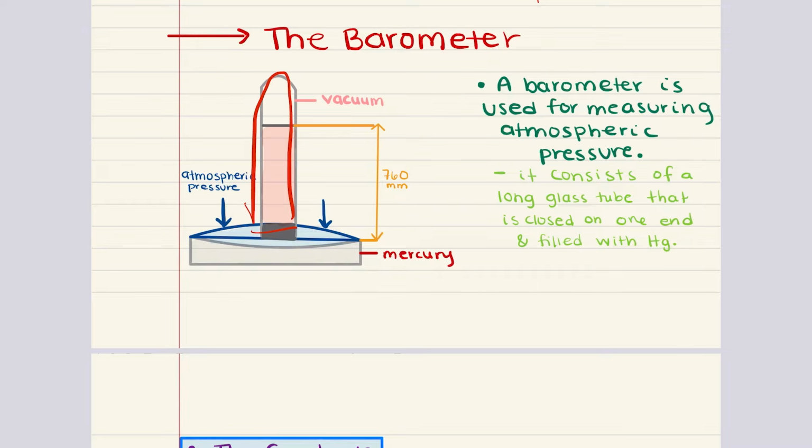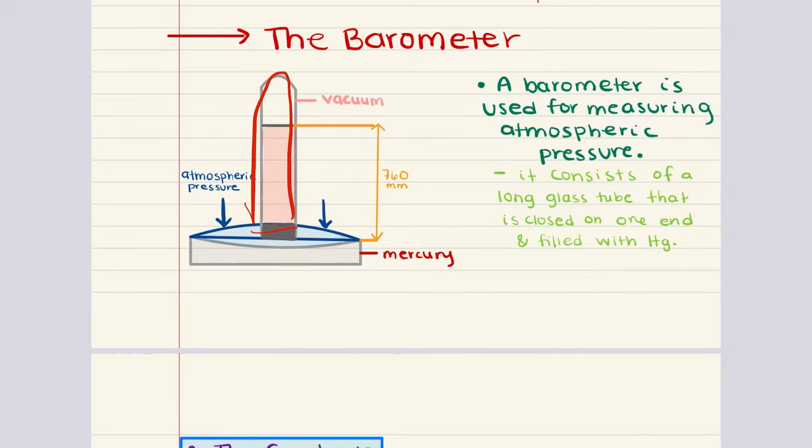So the setup looks something like this. To start the measurement, the open end of the tube is temporarily covered and then inverted and placed in a reservoir of mercury. Then when the cover is removed, some mercury flows out into the reservoir, but a column of mercury remains in the tube.